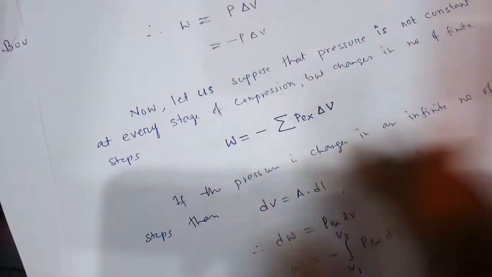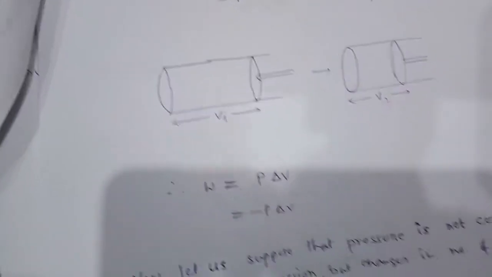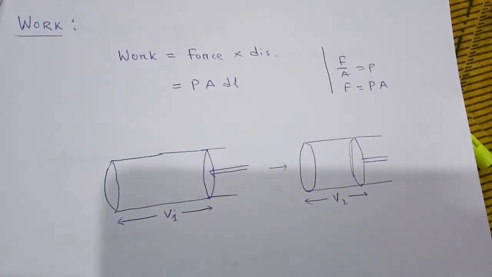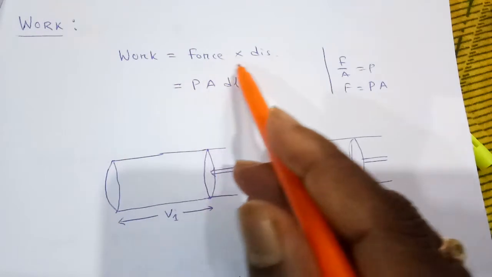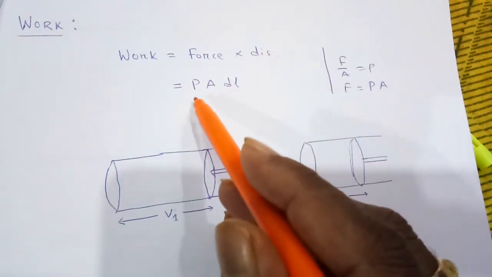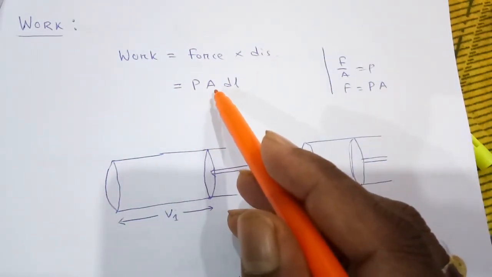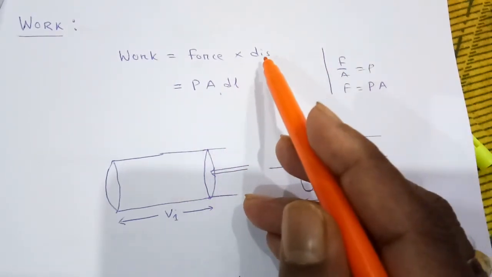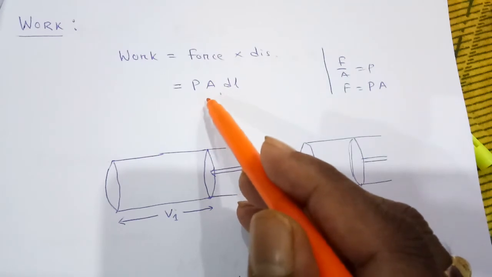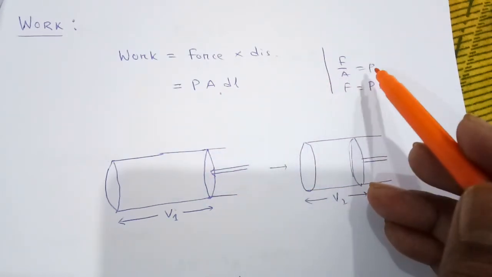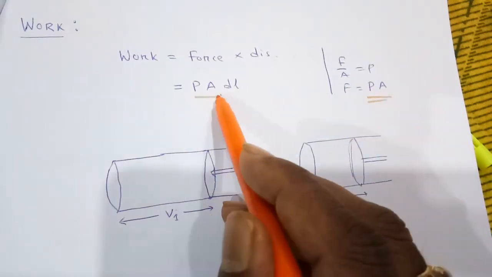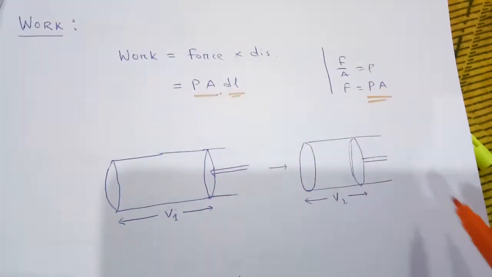So now we have to start work and the derivation for the work. Work, as you know, is nothing but force into displacement. So P into A into dl. Why P into A? We know force by area equals pressure, so force equals pressure into area. So pressure into area we have written, and dl is the distance covered.